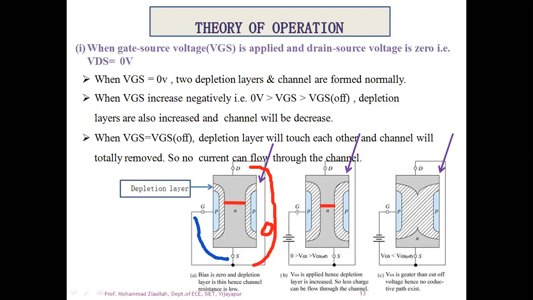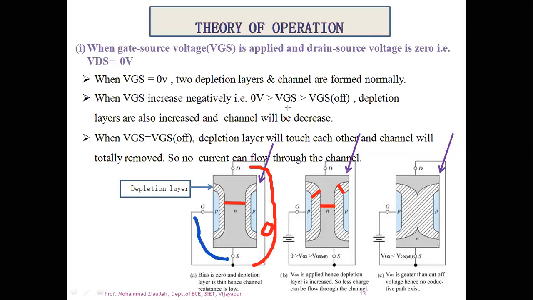It means that my channel length is getting decreased while the depletion layer, this region called the depletion layer, is getting increased. And this is done only if you increase the VGS voltage less than 0, that is nothing but an increase in voltage, but negatively.